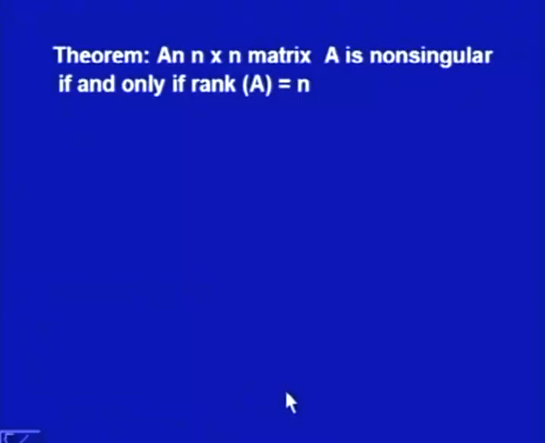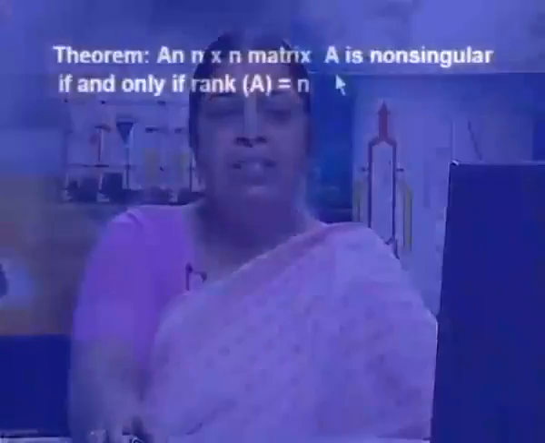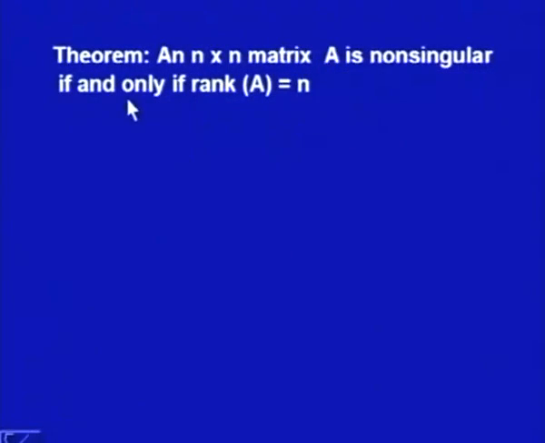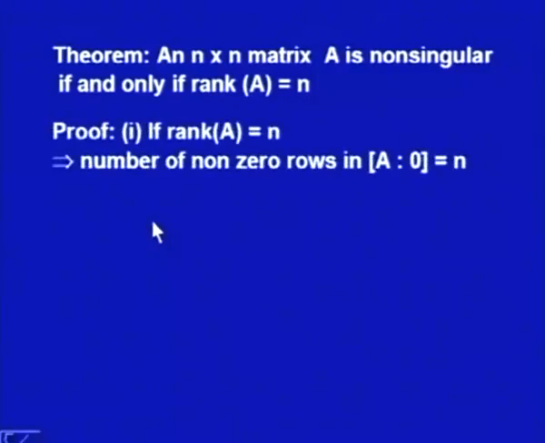Now we have an important result. It says that if A is an n by n matrix, then A is non-singular if and only if rank of A is equal to n. So this has two parts.